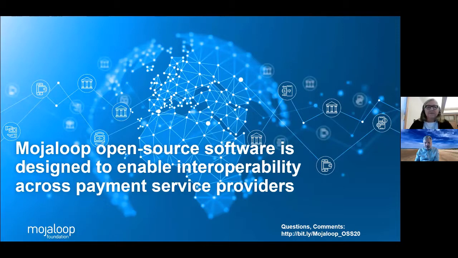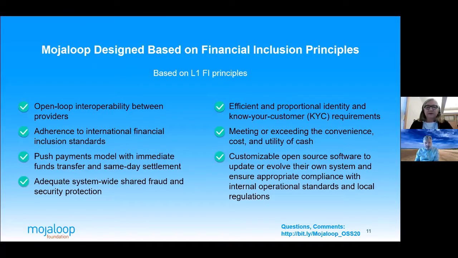The design of Mojaloop was based on financial inclusion principles detailed by the Gates Foundation to provide an open loop interoperability between providers, to have adherence to international financial inclusion standards, have a push payment model with immediate funds transferred and same day settlement, so no waiting for cash. Adequate system-wide fraud and security protection. And as I'm sure you all can appreciate, collaborating on addressing fraud and security protection across a group of participants is a more efficient way to address this than as a silo.